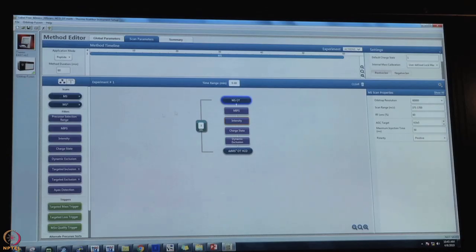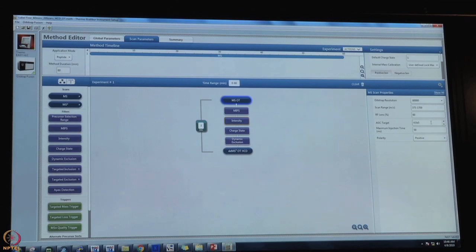Now here I am going to explain the parameters for MS. So this is MS OT, the parameters for the MS. We are keeping the Orbitrap resolution around 60,000, scan range 375 to 1700 m/z. Generally for peptides this is optimized. RF lens I'm keeping at 16.